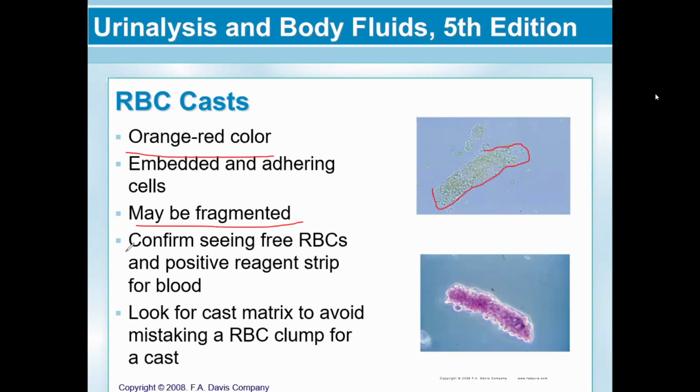It says, confirm seeing free RBCs and a positive reagent strip for blood. For example, you see a cast, but there is not even a single free red blood cell, and your chemical exam is negative for blood. Then maybe it's not. Okay? You saw an RBC cast, but maybe it's a WBC cast that you just can't identify, or a granular cast. Okay? So we can confirm this by looking at its surroundings.